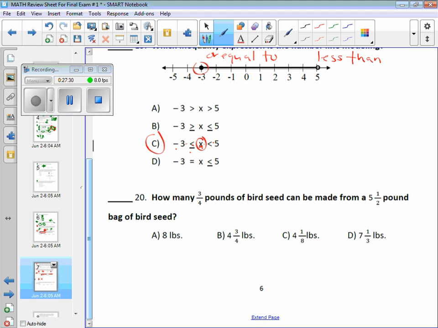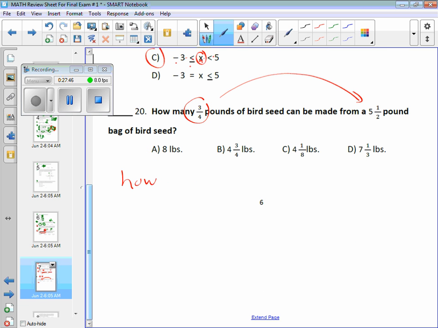Let me do this with you, okay? Mod 2. How many of something in something, or made from something, is division? It's asking how many, write this down please, especially if you got it wrong, how many 3/4 are in 5.5? That's what the question's asking in words.